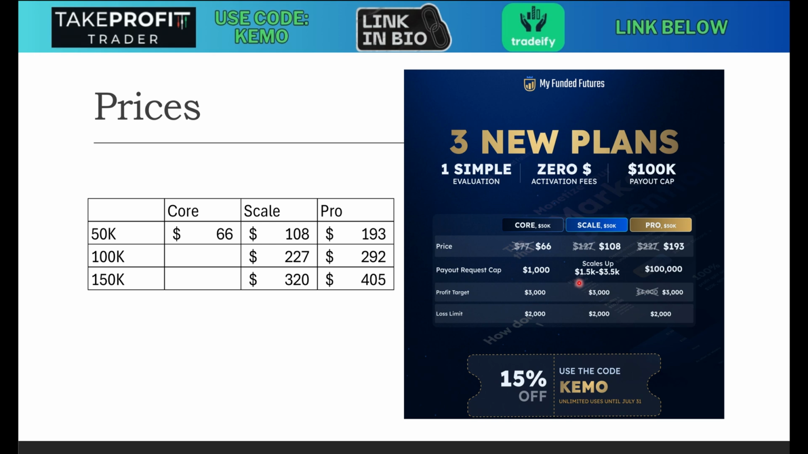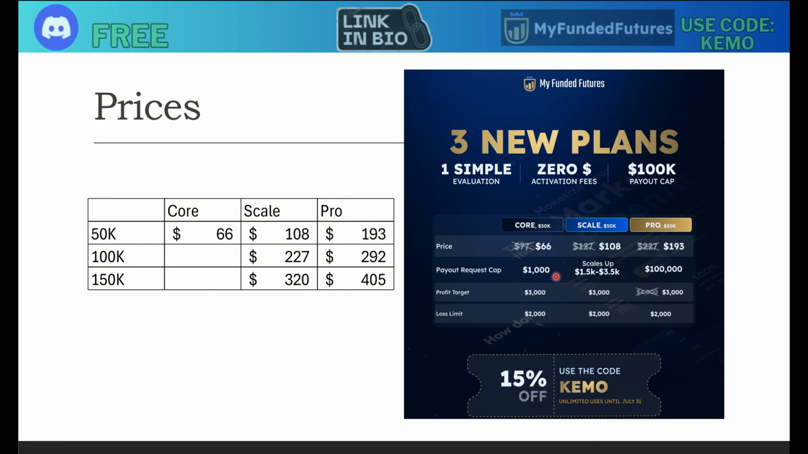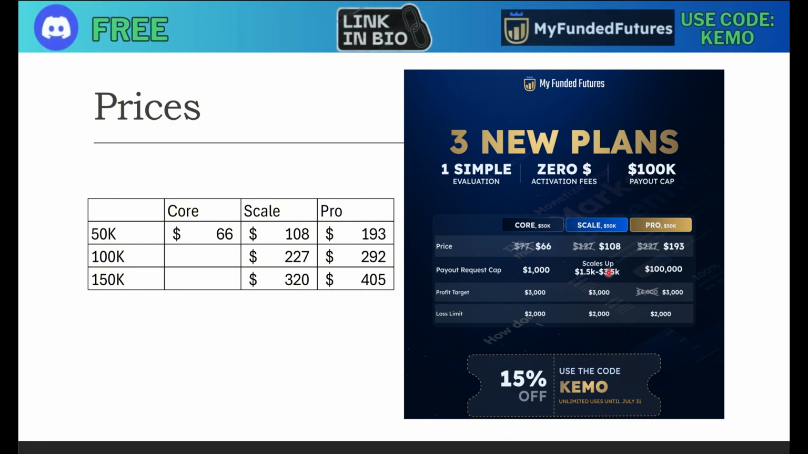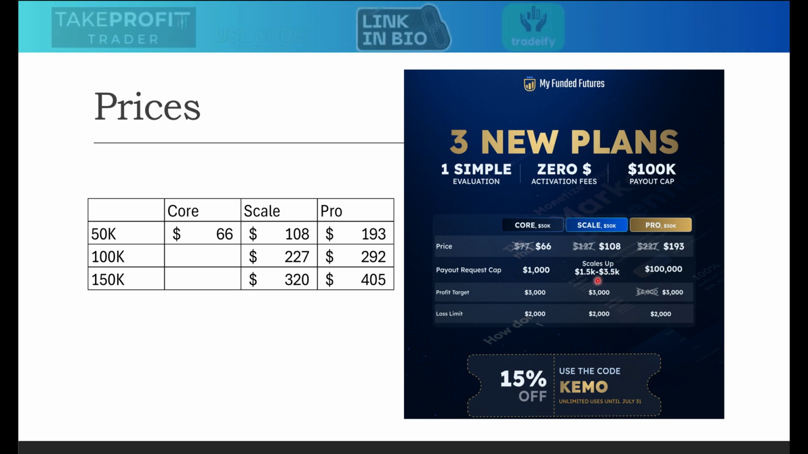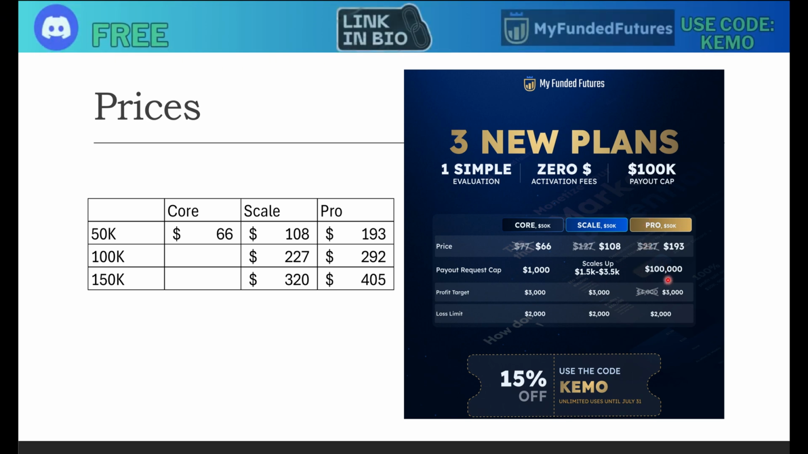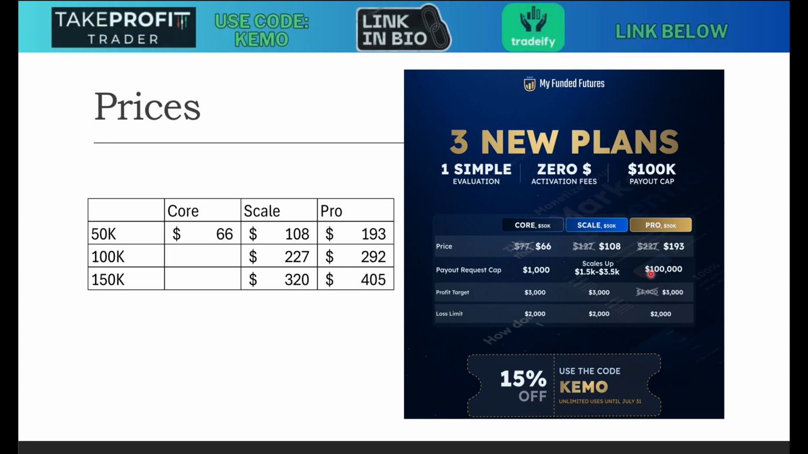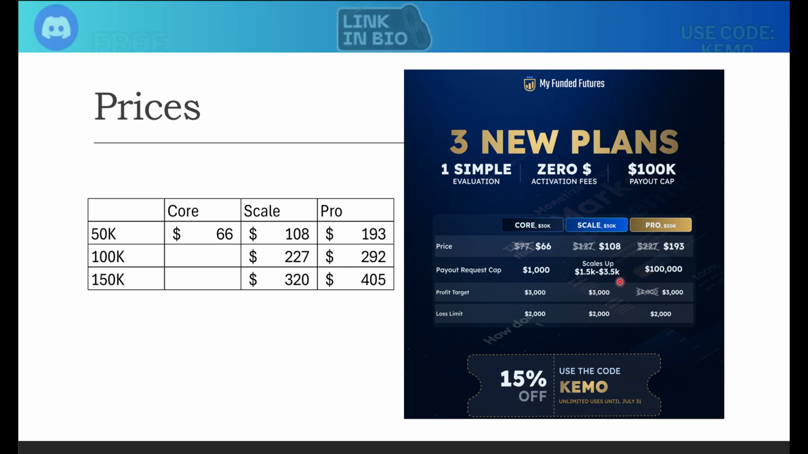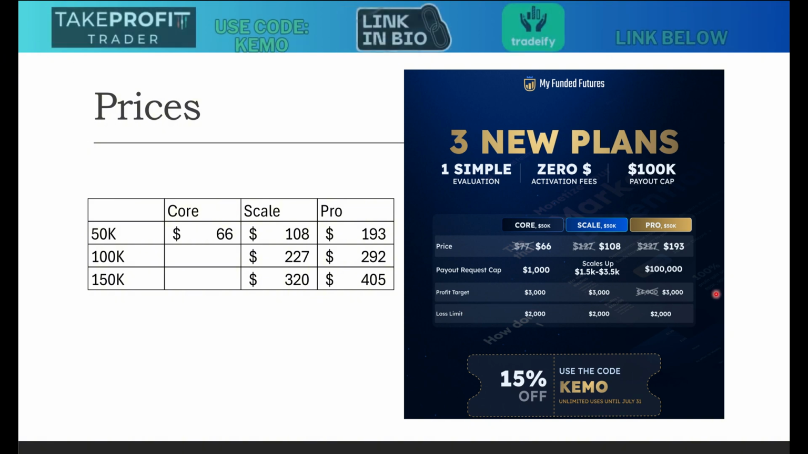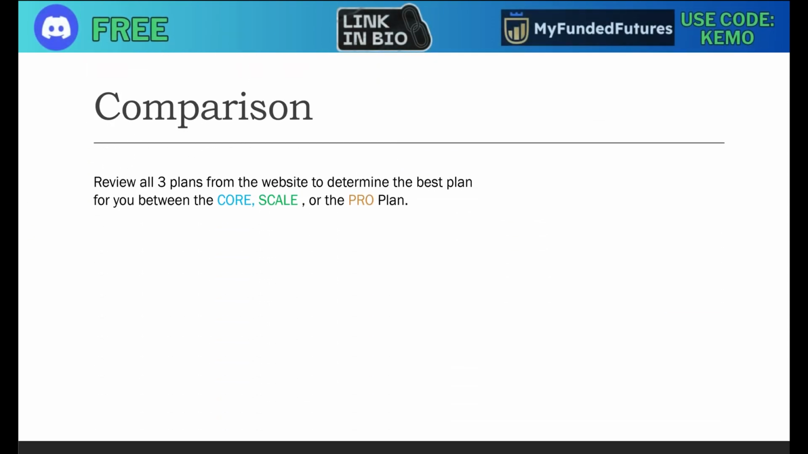The other payout caps: on the Core plan, it gives you a cap of $1,000 per payout request. On the Scale plan, you have a scale-up sequence on the payout requests, which we'll get to in a second. And on the Pro account, you can request up to 100K of withdrawal from your account, which is really awesome. We'll dive deeper into the other things in a second, so let's move forward to the next page.